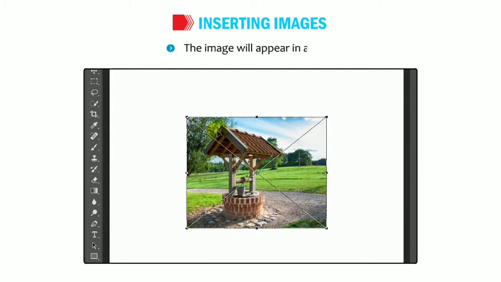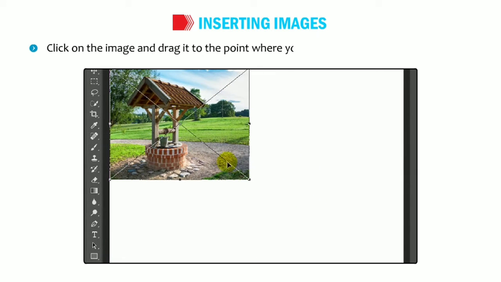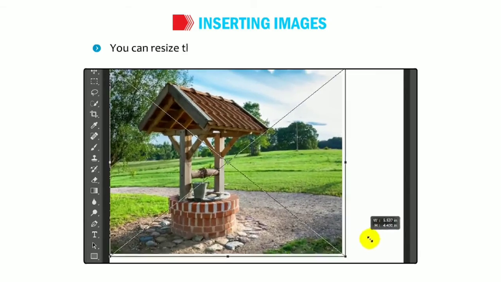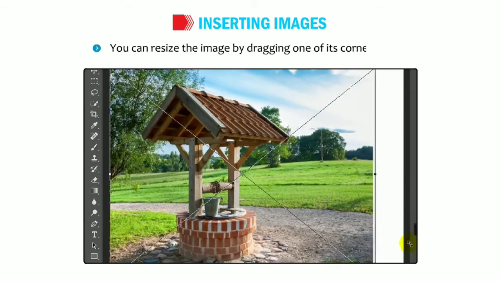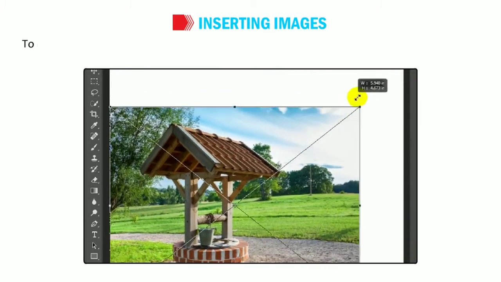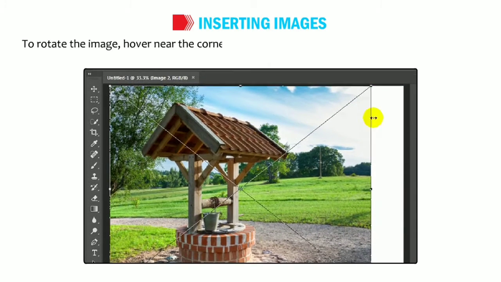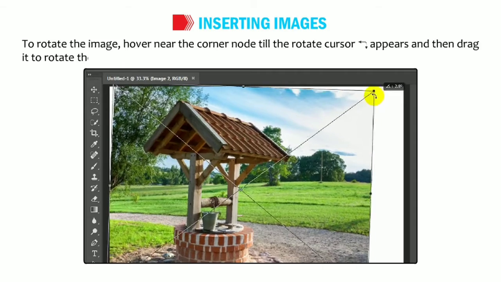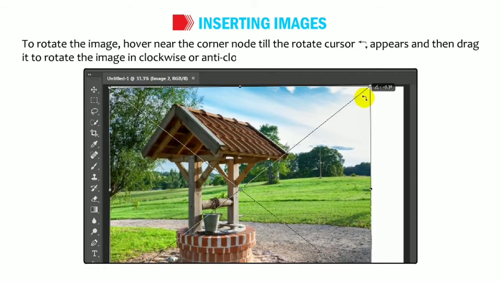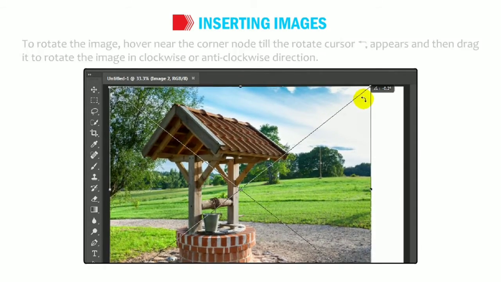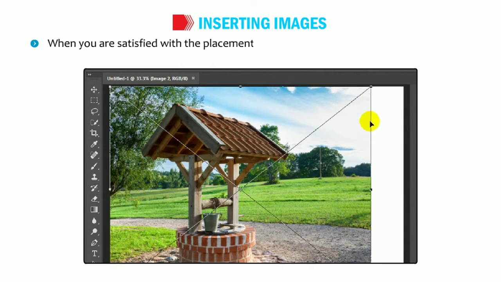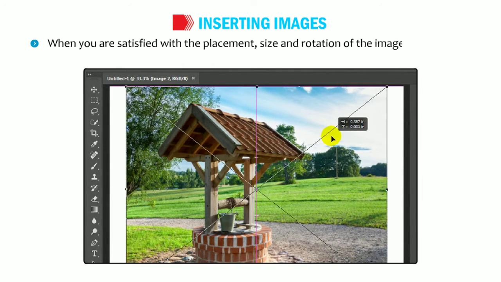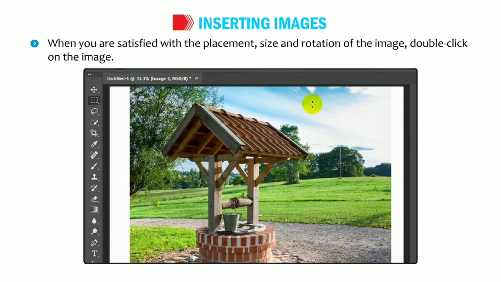The image will appear in a grid. Click on the image and drag it to the point where you want to place it within the canvas. You can resize the image by dragging one of its corner nodes. To rotate the image, hover near the corner node till the rotate cursor appears and then drag to rotate the image in the clockwise or anti-clockwise direction. When you are satisfied with the placement, size and rotation of the image, double click on the image.